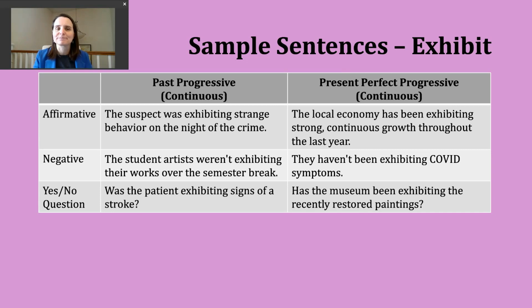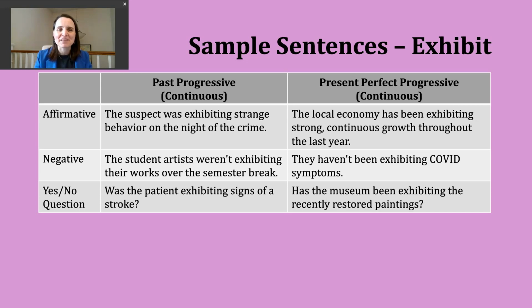Let's talk about making negative past progressive sentences. To do this, we start with our subject, and then again we use was or were, depending on what that subject is, followed by not, and then the ing form of the verb. It's also really common to hear the contractions wasn't or weren't used.